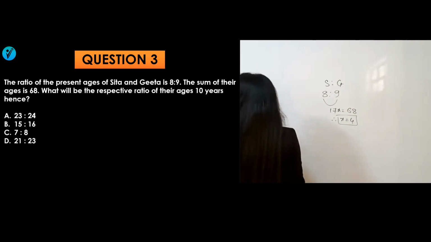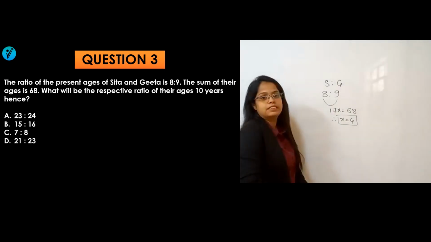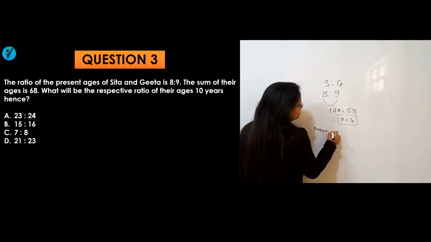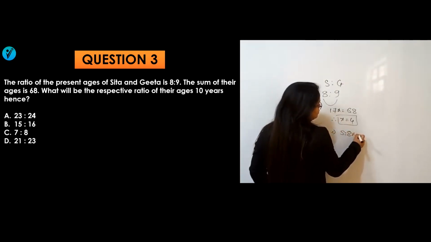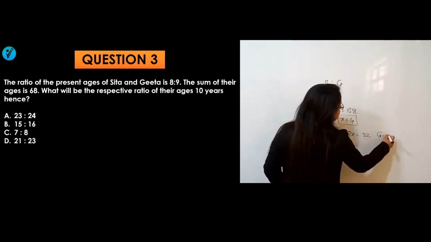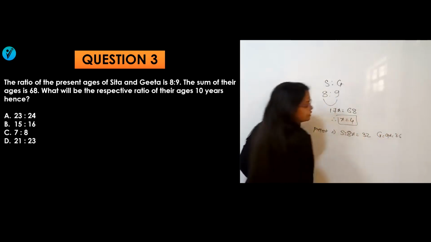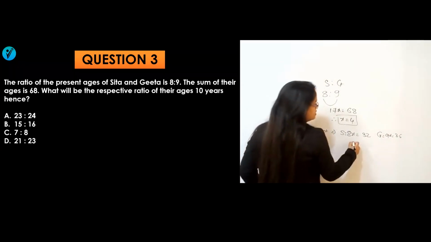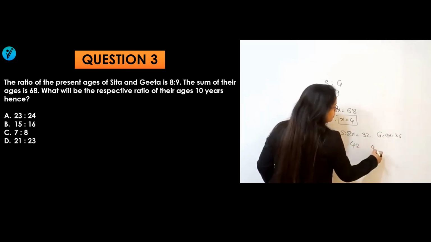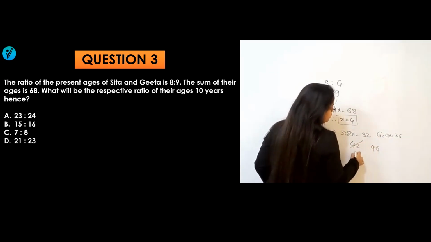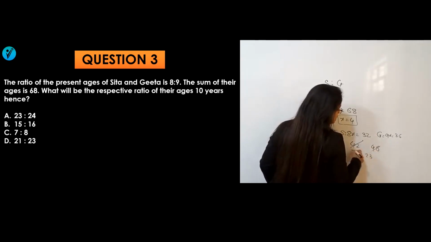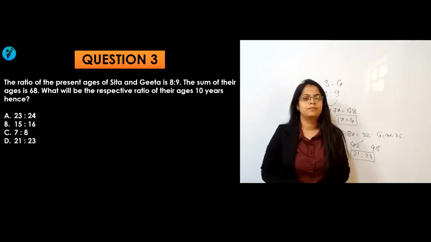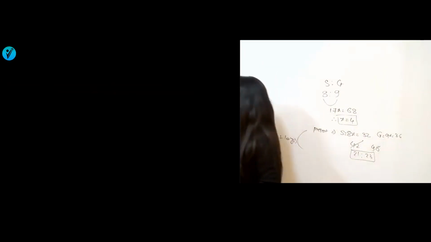Then they are asking what will be the respective ratio of their ages 10 years hence. If x is equal to 4, what will the present ages be? The present age of Sita is 8x, that means 8 times 4 is 32. And Geeta is 9x, that means 9 times 4 is 36. So after 10 years, plus 10 years, Sita will be 42 and Geeta will be 46. So the ratio will be 21:23. Option D is your answer. Easier one. Now let's go for the next question.